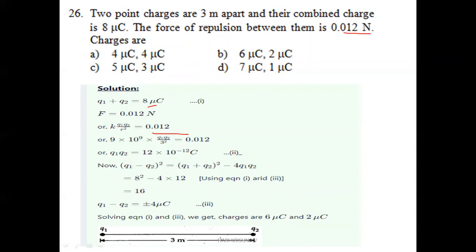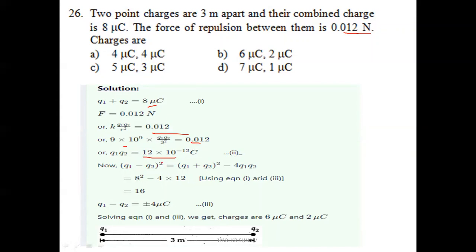So this K value you can take as 9 into 10 raised to power 9. You know very well, right? Into Q1 Q2 by radius, they have given it as 3 meter, upon 3 squared. So when multiplying 3 squared into 9 and then dividing, the powers of 10 to the 9 cut, so the 10 power 9 goes to this side as minus 9. Solving it, Q1 Q2 is equal to 12 into 10 raised to power minus 12.